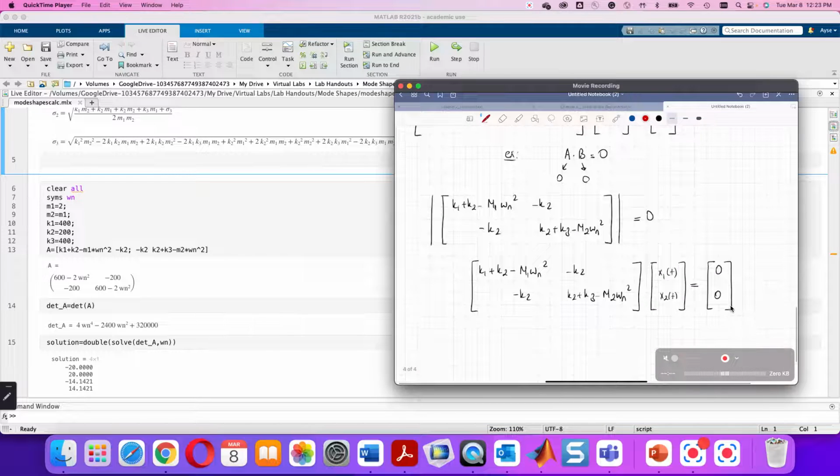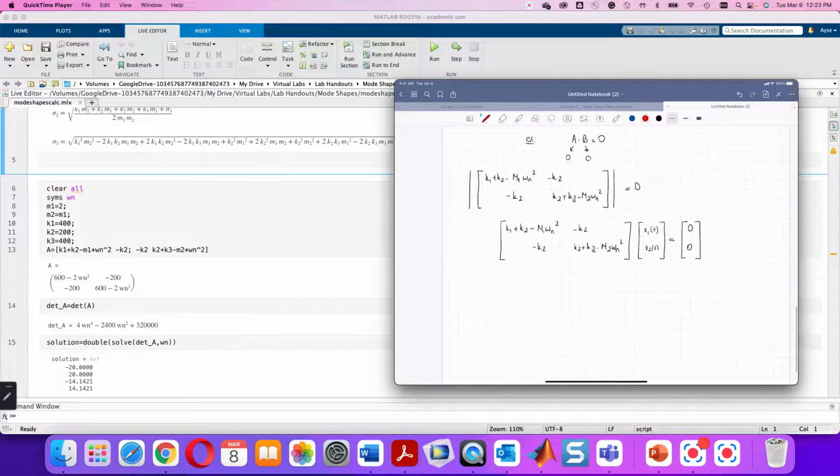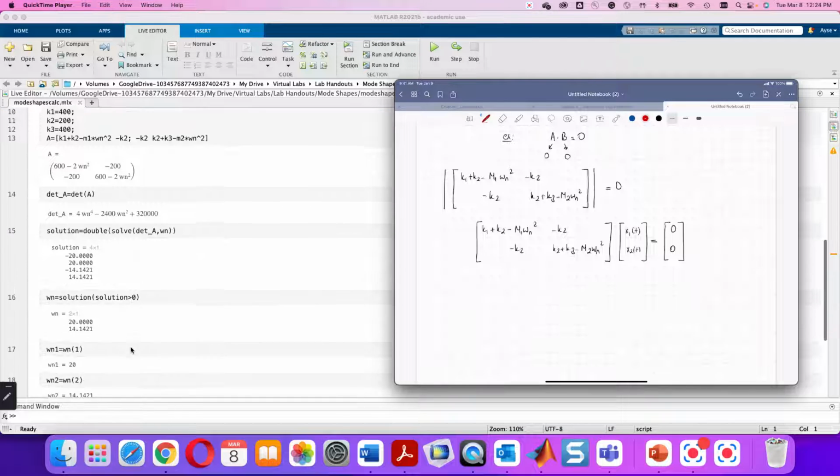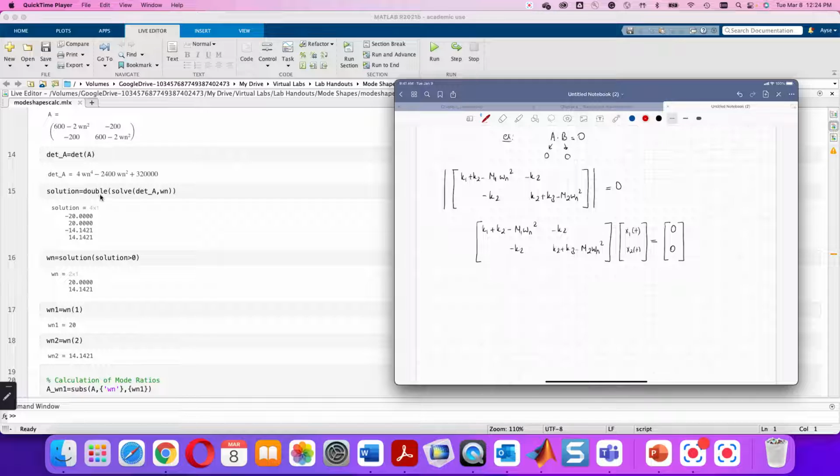Here is our matrix, and this is the only unknown in here. Here is the A matrix with just omega n. The determinant will be just a fourth order polynomial in omega n, and I'm trying to solve this. But here, on purpose, I put double. If you don't put double, you will just see some of the equations in their radical form.